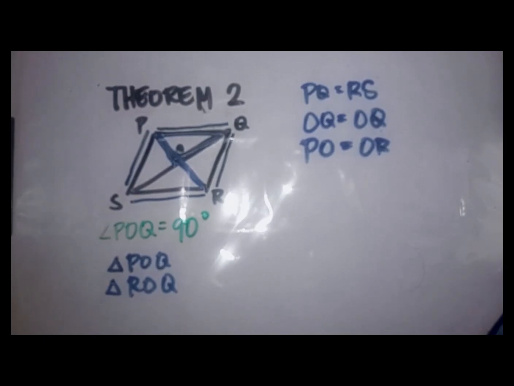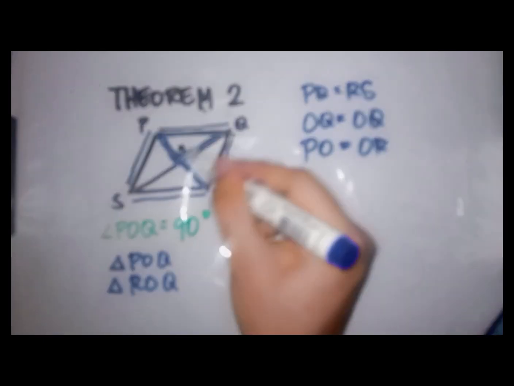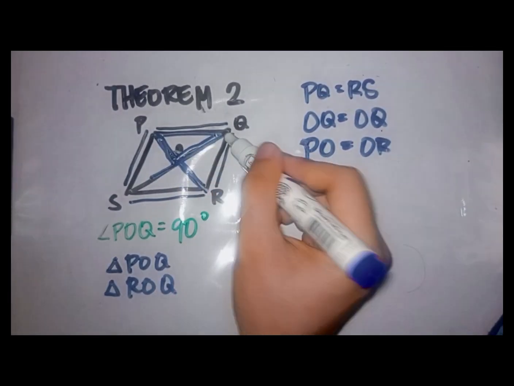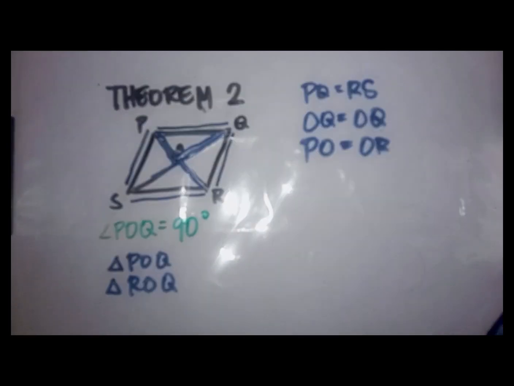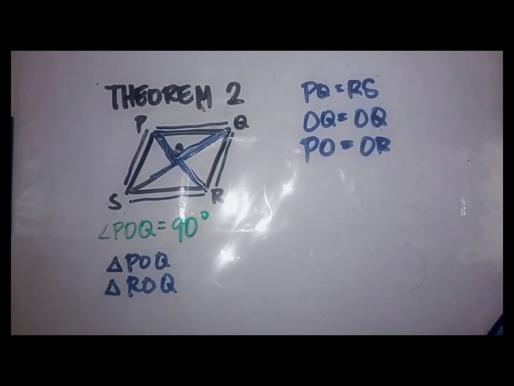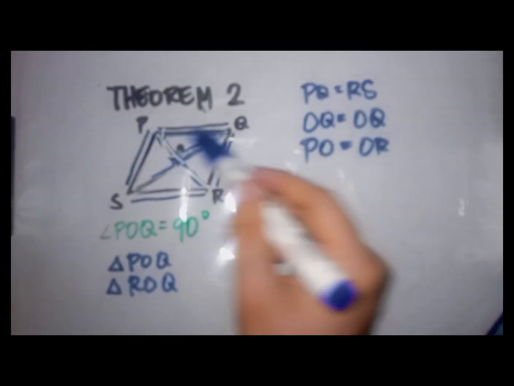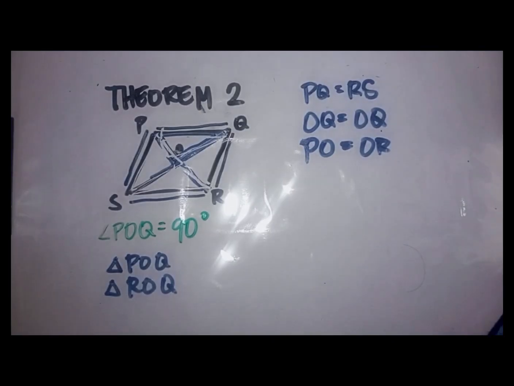Therefore, angle POQ is equal to angle ROQ. Since these are adjacent angles on a straight line forming diagonal PR and they are equal, they must each be 90 degrees. Hence, the diagonals are perpendicular bisectors of each other.